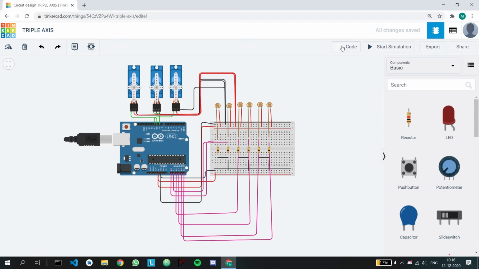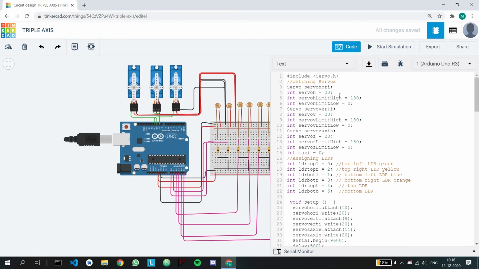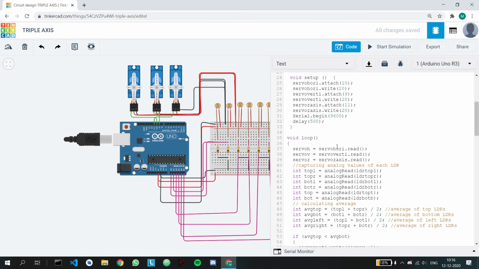Coming to the code, here first we are defining servo motors and assigning maximum and minimum values to servo motors, that is 0 and 180. Here we are assigning analog pins to LDRs. Coming to the setup part, we are assigning digital pins 9, 10, 11 to servo motors and initializing all 3 servo motors to 20 degrees.